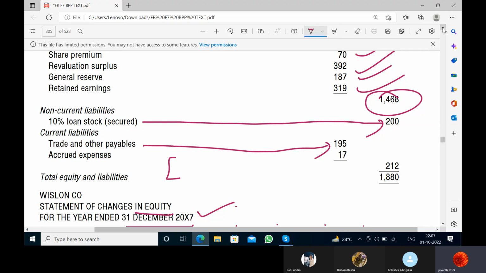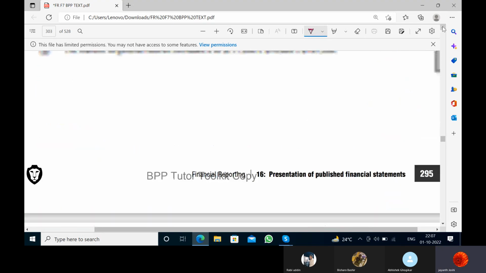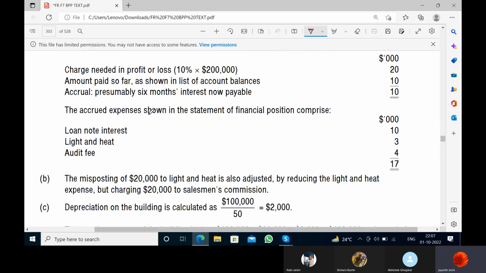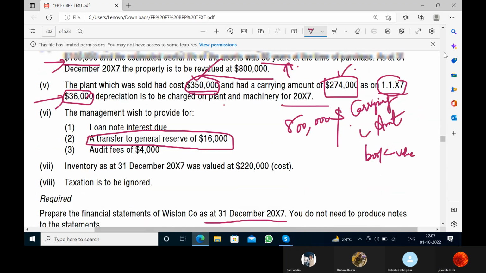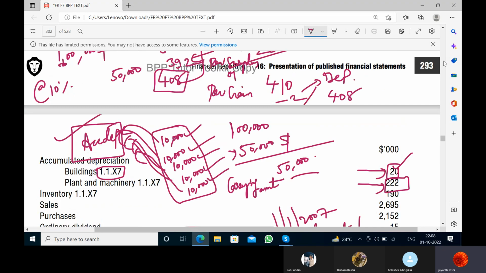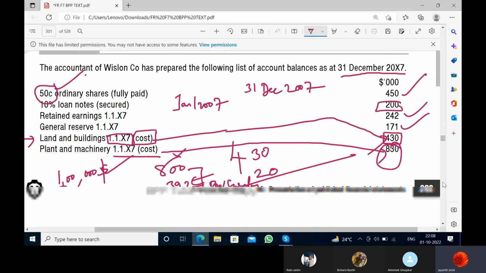Accrued expenses are nothing but a combination of outstanding expenses. I'll explain. Here the accrued expenses, this is one. The management wish to provide for loan interest and audit fees. Already you know about the loan interest. They have given in the question 10% loan note secured 200. So 200's 10% is 20.